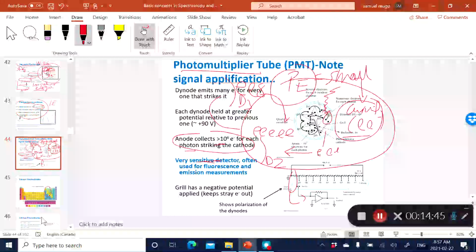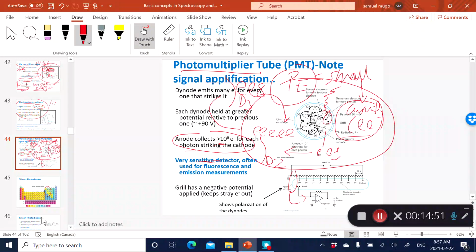So let me clarify something. I've talked about accelerating the electrons to dynode 2 and then accelerating the resultant electrons to dynode 3 and dynode 4 and so forth. How can I do acceleration of electrons?